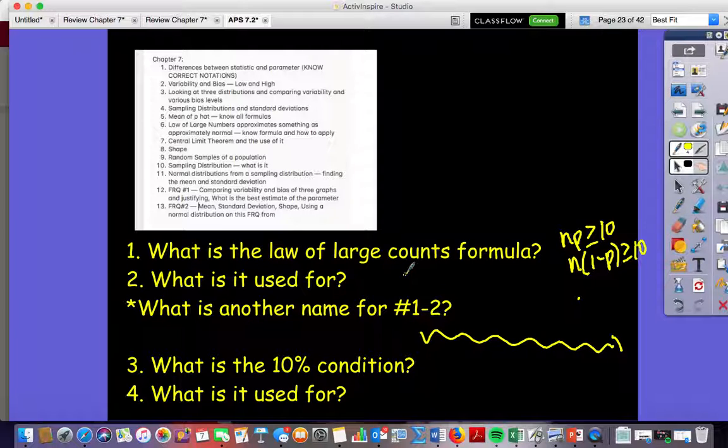The one below, the 10% condition, states little n is less than or equal to 1/10 of big N. Got that? What's it used for? This allows me to overcome something that has no independence. So whether it has independence or not, it doesn't matter. This allows me to overcome independence, or you could have said that it allows me to use my standard deviation formula. If you said that, I'll give that to you as well.